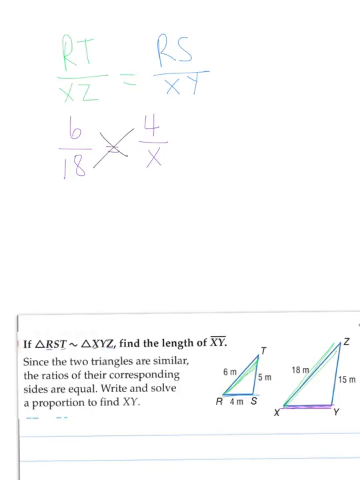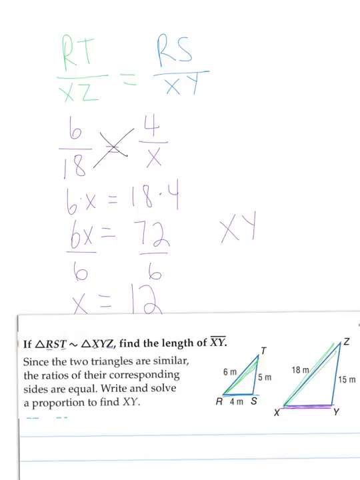So we have 6 times X equals 18 times 4. So we have 6X equals 72, since 18 times 4 is 72. Solve for X to get rid of it. Since it's multiplication, we do the opposite, which is division. So divide each side by 6. So X equals 12. So that means XY, put the line over the top, that side is equal to 12 meters. Okay, so to solve it, you just pick corresponding sides, set up a proportion, and then solve.